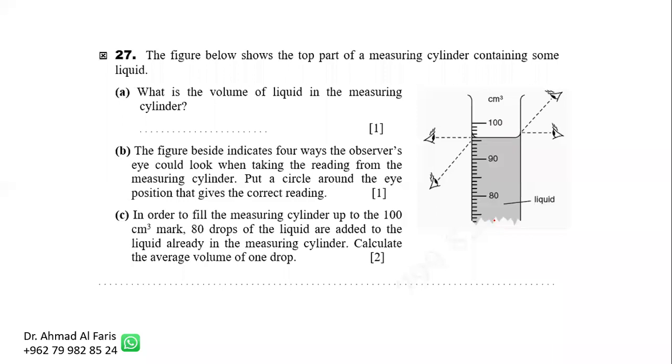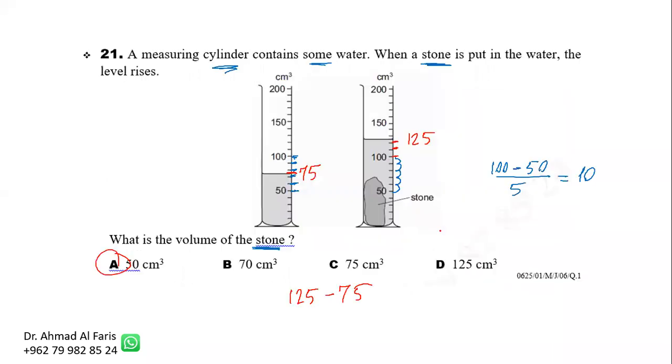Okay. Can I explain it again? No problem, I will explain it again. Here the reading is 75 and here the reading after we immerse the stone is 125, because each division is 10: 60, 70, 80, 90, 100, so it's in the middle, so 75, and here 125. We subtract the values, and the answer is how much?